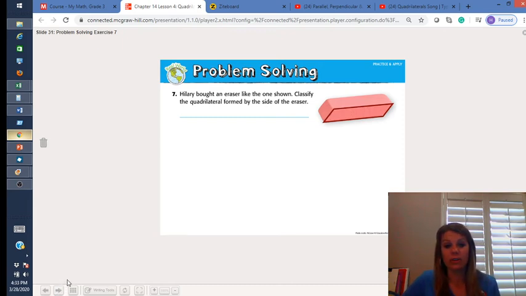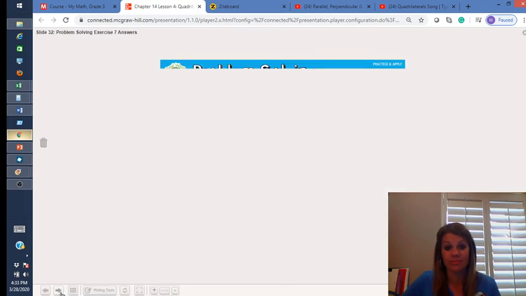Hillary bought an eraser like the one shown. Classify the quadrilateral formed by the sides of the eraser. So we're just looking at this front side. It looks like it's a little bit kind of tipped, so I don't see any right angles. All 4 sides are not the same length, so it can't be a rhombus. No right angles, can't be a rectangle or square. What would you call that? Right, it has 2 sets of parallel lines, so that's going to be a parallelogram.